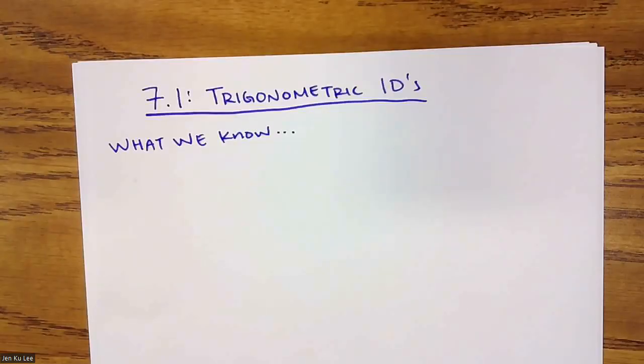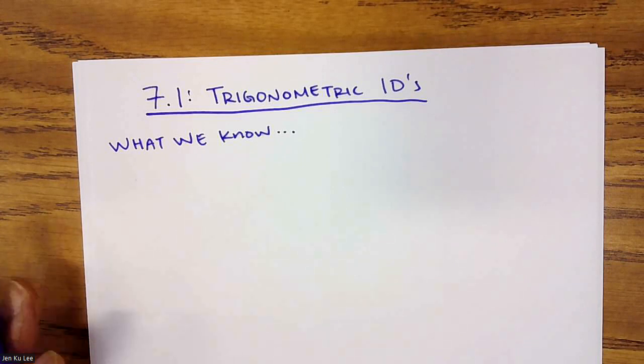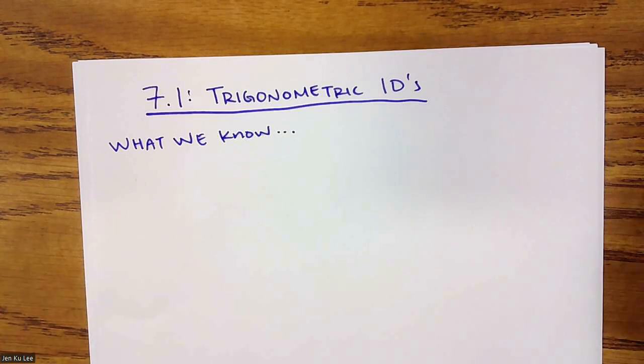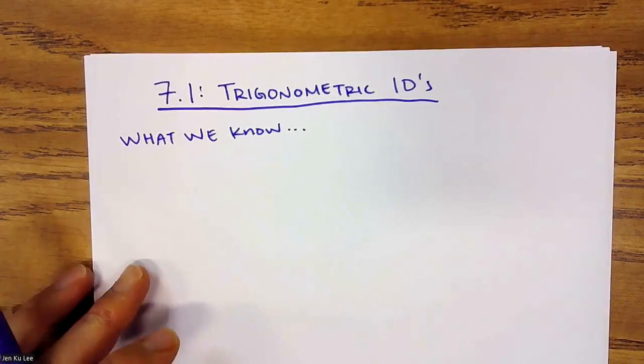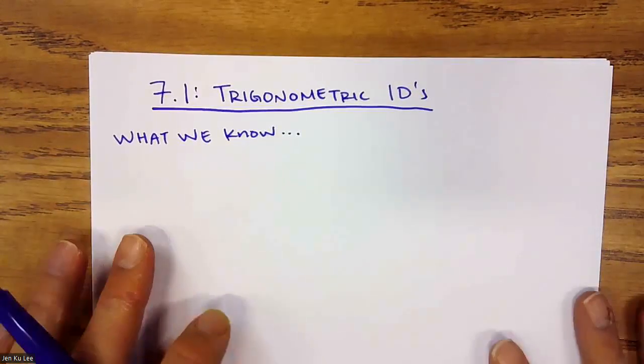Okay, so welcome everyone. This is 7.1 on trig identities. So we went over the basic what the trig functions mean, right? That unit. And we went over 45-45-90s and 30-60-90s, and then we applied that to graphing sine, cosine, and tangent, and all the 6 trig functions. And now we're getting into trigonometric identities.